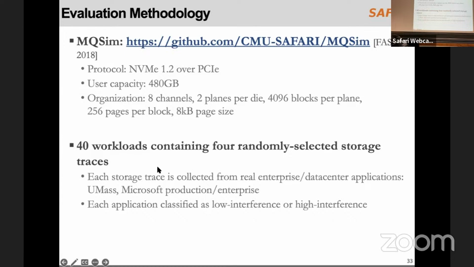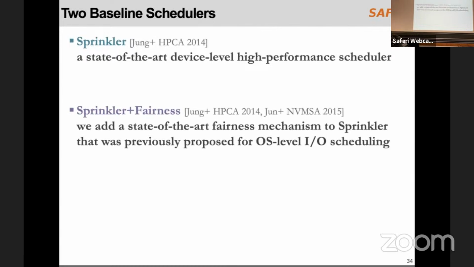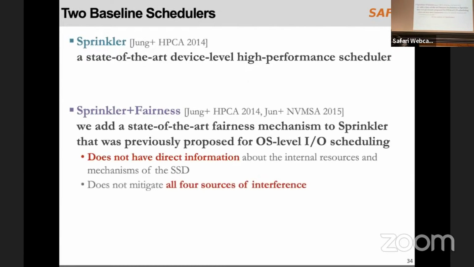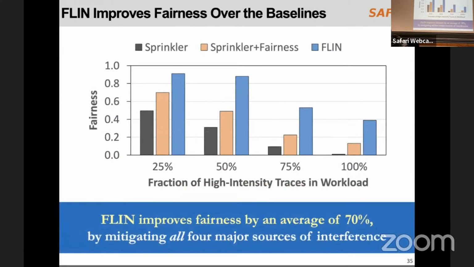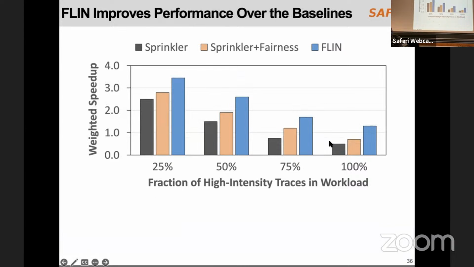We also test different workloads, and we group them as mixes containing 4 randomly selected storage traces. We also compare against different baseline schedulers. But essentially, FLIN provides quite good fairness compared to prior work. FLIN improves fairness by an average of 70% by mitigating all 4 major sources of interference. And also in weighted speedup, FLIN provides better performance. So FLIN is not only fair, but also high performance.